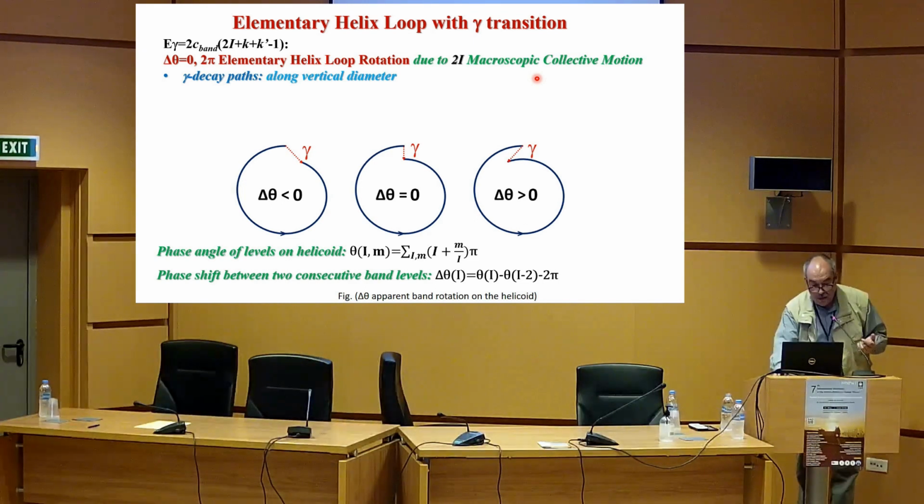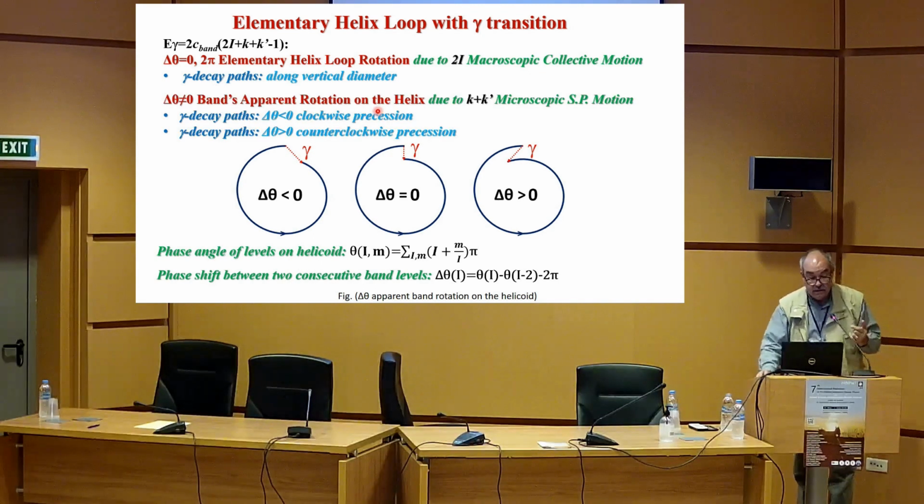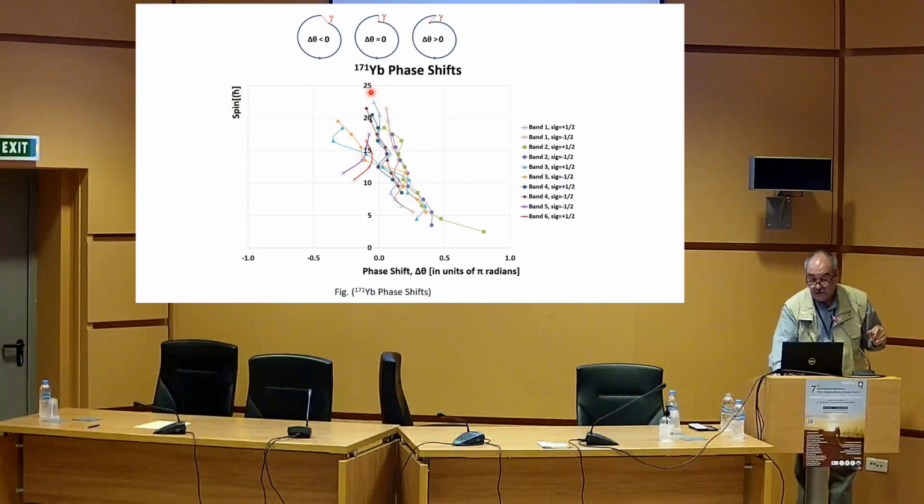Now, when we have k's present, the k plus k prime enter the scene. We have delta theta non-zero. That's going to produce these precessions, either clockwise or counterclockwise. And that's now bringing, basically, a microscopic intrusion into the macroscopic rotation. So it's the same picture of having a macroscopic part described by the 2I and a microscopic part described by the k plus k prime. And that's going to bring precessions of the bands.